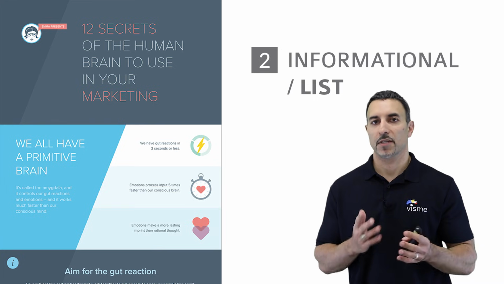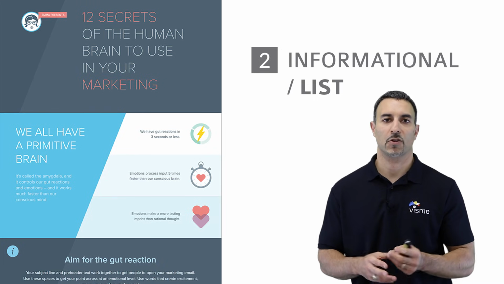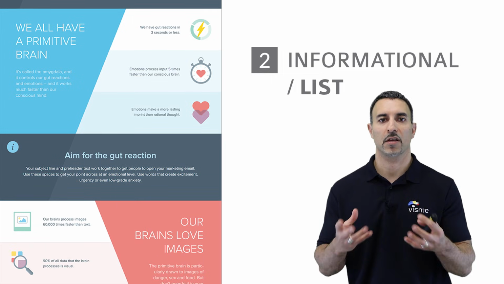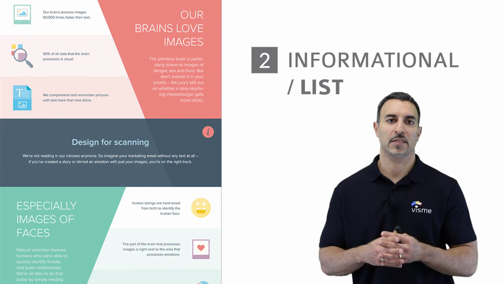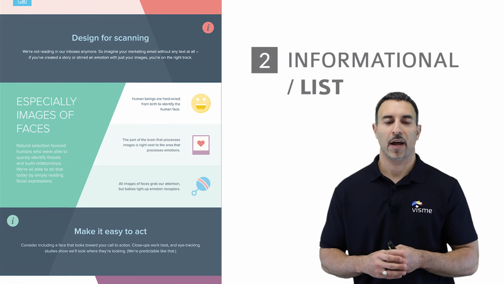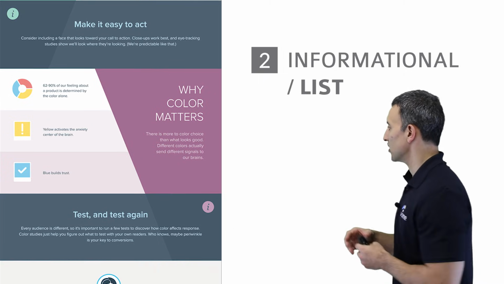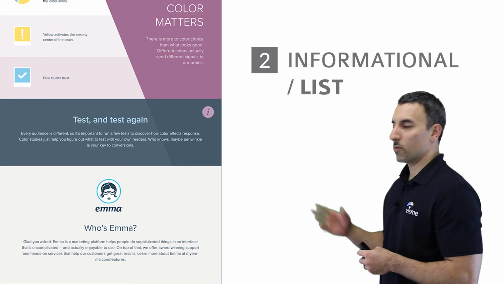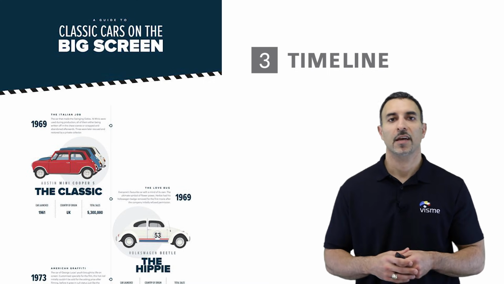Number 2 is an informational list. This is actually a little bit of my least favorites because it's pretty much mostly composed of text. Infographics are supposed to be visual with small amounts of information or text. This one is kind of opposite of that, but at the same time, it is a type of infographic. And what typically happens in these is that the message is driven mostly by words and not so much by visual components.